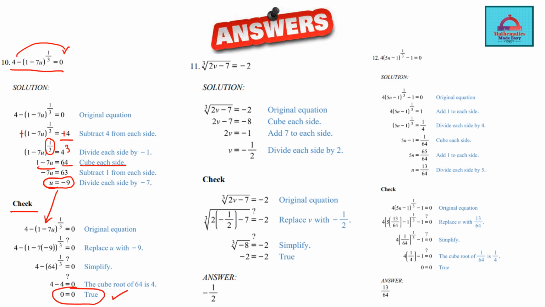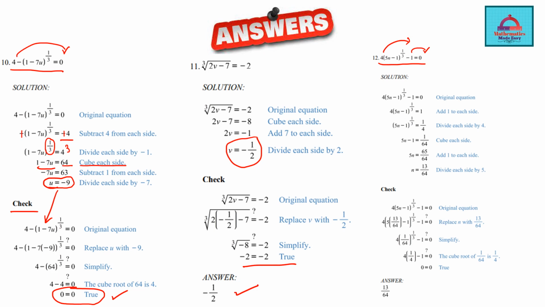In a similar way, solve this question. V comes out to be this one. Check your answer. It is correct. Again, for this question, you have to do a few steps before you take the cube. That is, move 1 to the other side and move 4 also to the other side. So when you move 1 to the other side, it becomes plus 1. When you move 4 to the other side, it gets divided by 4.